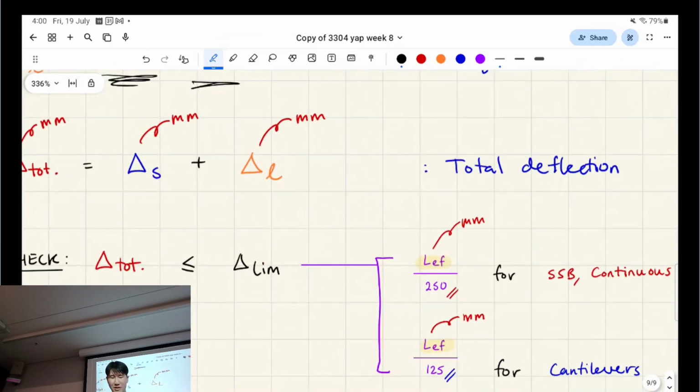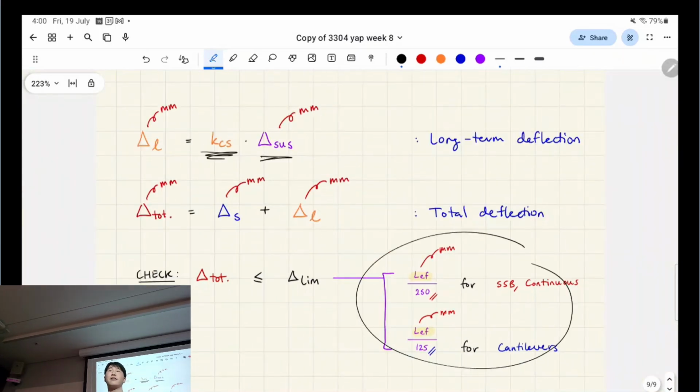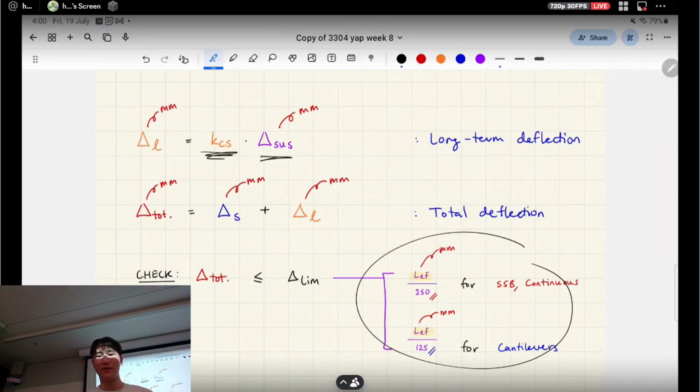Oh, well, you have to compare it to the limit, but the limit is literally just from the table. Yep. That makes sense? Okay, I've got to pack up.